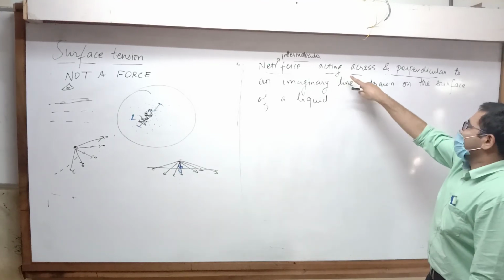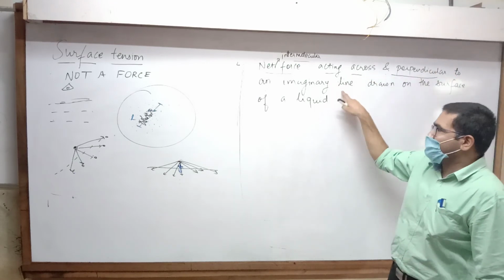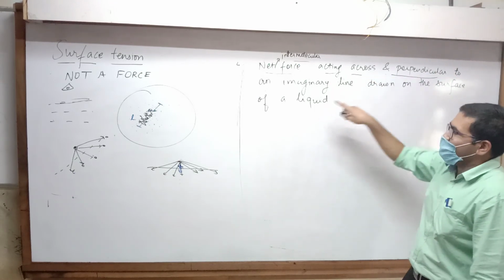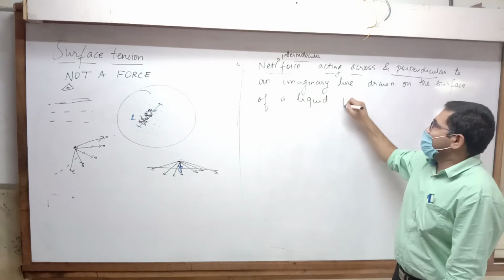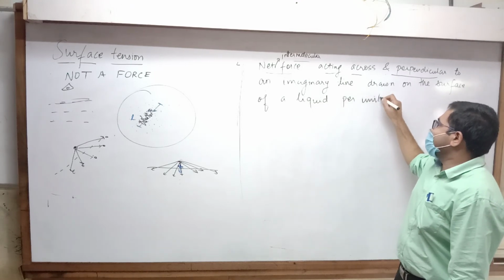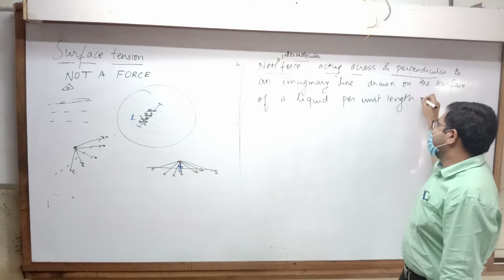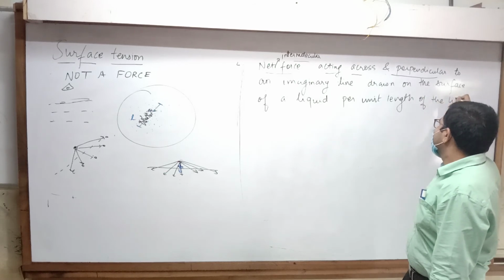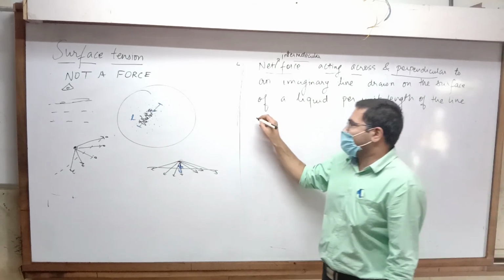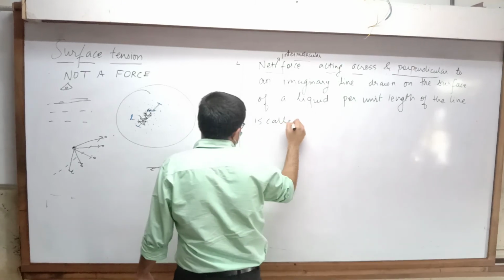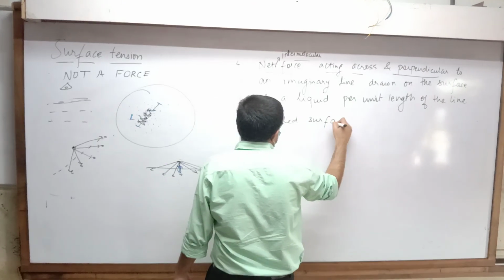So net intermolecular force acting across and perpendicular to an imaginary line drawn on the surface of a liquid, per unit length of the line, is called surface tension.